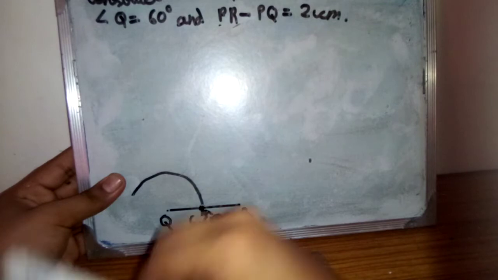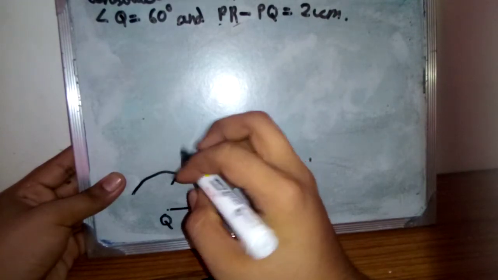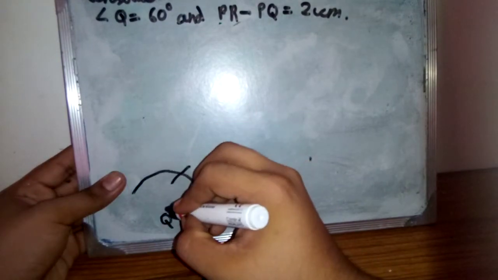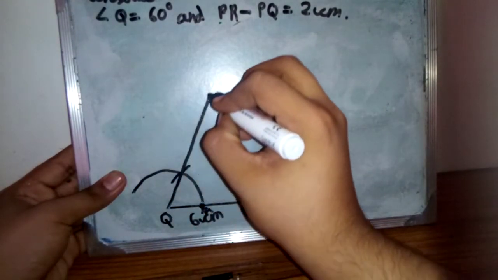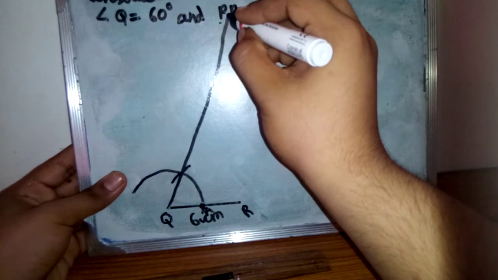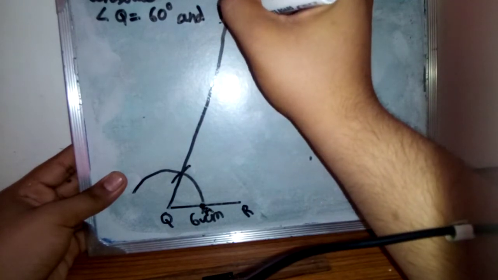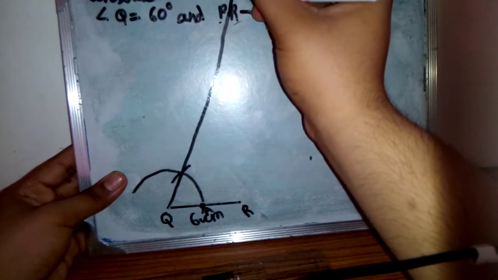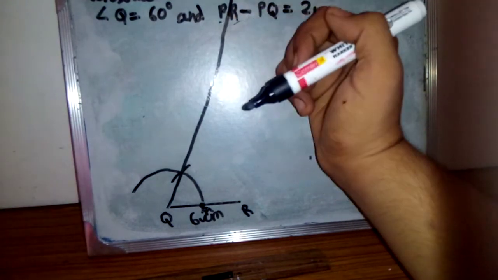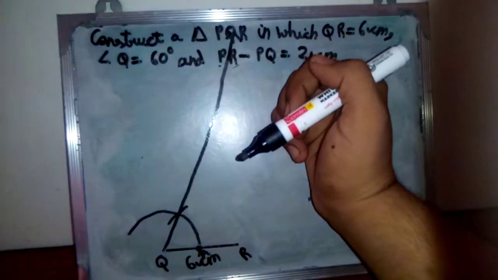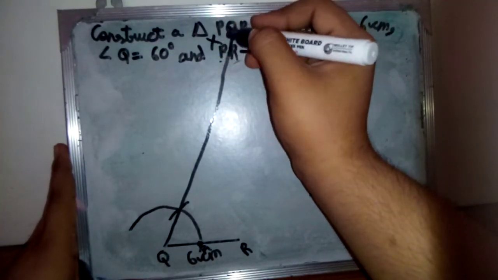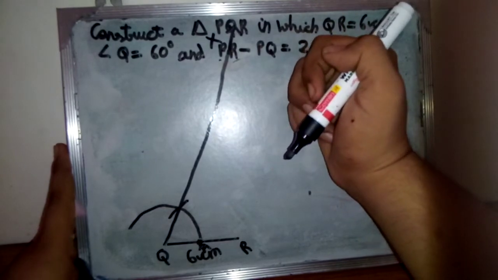This angle is 60 degree, angle Q. We will make a ray, and we can mark this point as X. QX is a ray.